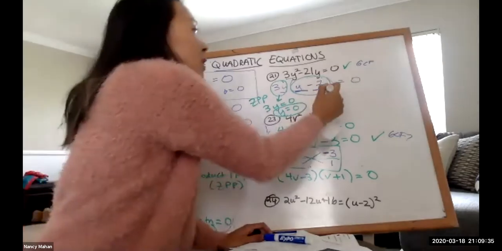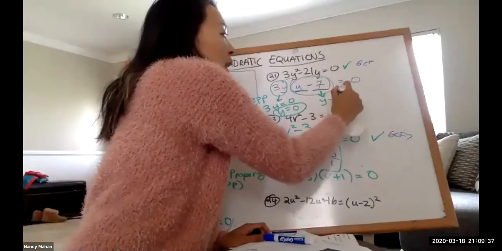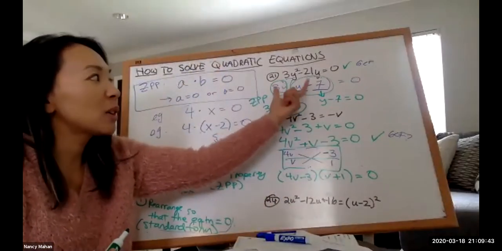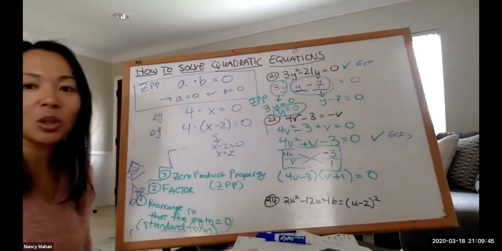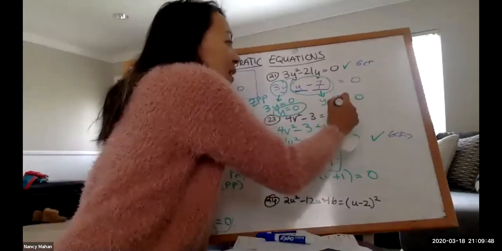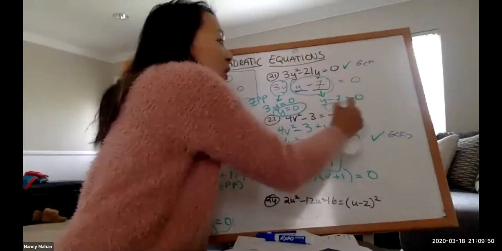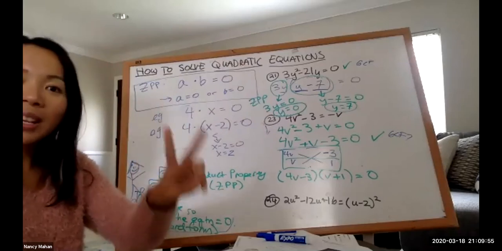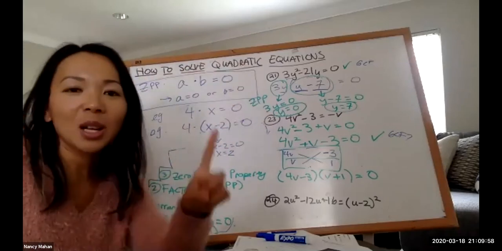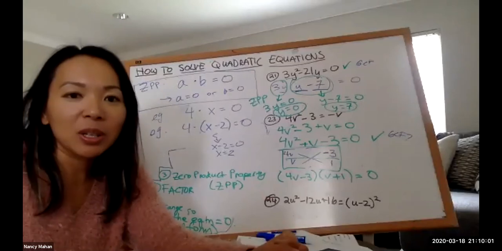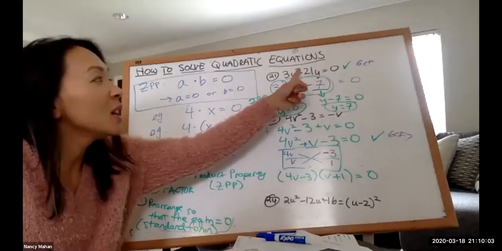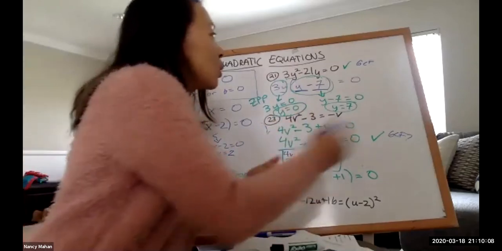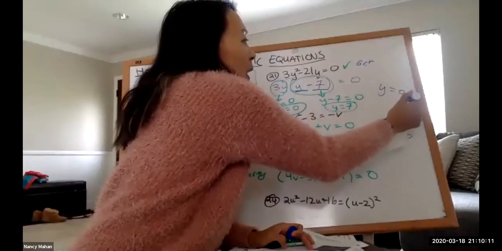This one, if I use the zero product property, y minus 7 must equal 0, right? So these factors must equal 0. One or both of them has to equal 0 in order to make that true. So y minus 7 is equal to 0. I add 7 on both sides, so y is equal to 7. So in this problem, you have 2 answers. In linear equations, you only had 1 answer, but in a quadratic equation, notice the highest exponent is 2. When the highest exponent is 2, you have 2 answers. So the answer is y is equal to 0 and y is equal to 7.